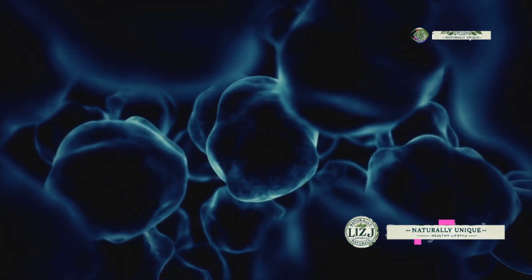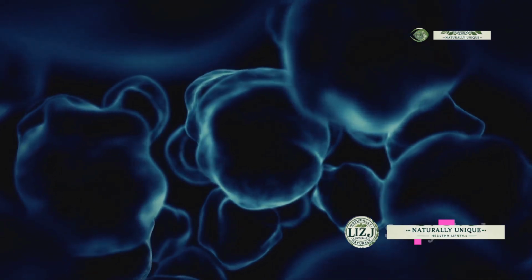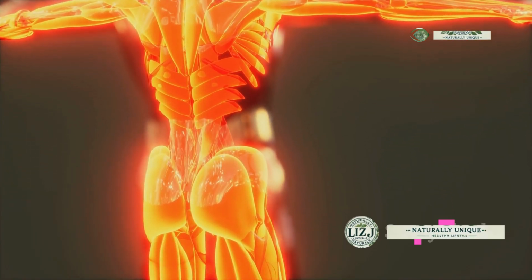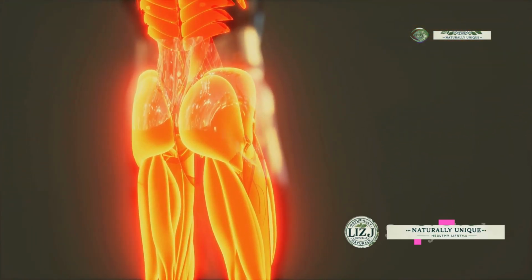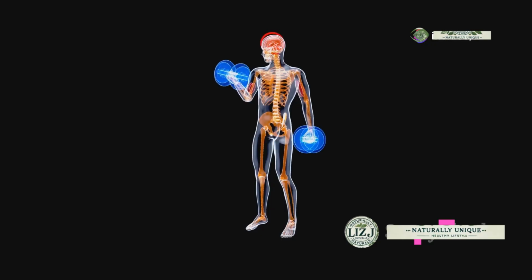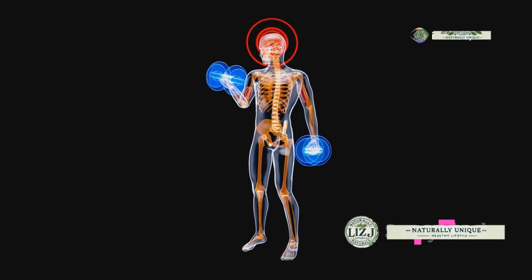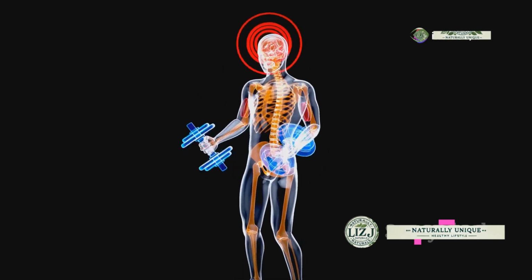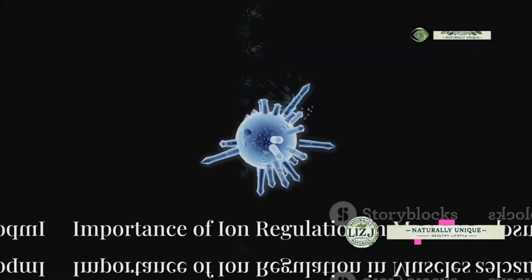Muscle function is fundamentally dependent on ion movement across the muscle cell membrane, also known as the sarcolemma. These ions establish electrical gradients that enable muscle contraction and relaxation. Without proper ion regulation, muscles would not be able to generate force or respond to neural stimulation.